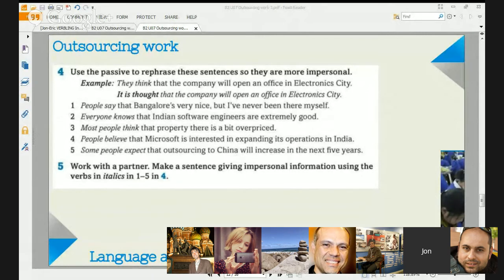All right? So Khalid, number one, people say that Bangalore is very nice, but I've never been there myself. You've got to transform that, make it more impersonal. So we're in part 4 on page 12, and we're doing the first one. What you have to do is make it more impersonal by using the passive voice. We're going to make it more formal, more impersonal. The first one, people say that Bangalore is very nice. That's right. Okay, more formal, using the passive voice. Okay.